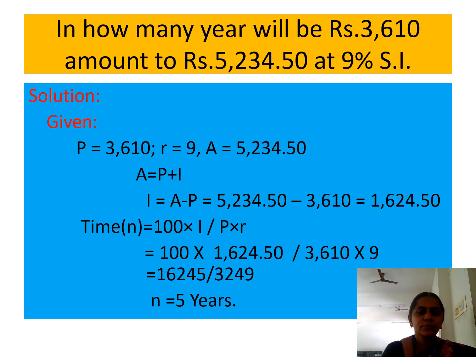Then you have to apply the formula for finding N, that is N is equal to 100 into I divided by P into R. So you have to substitute the given values. 100 into I value here is 1624.50, divided by P value, our principal value here is 3610, into R, rate of interest, is equal to 9. So you have to simplify these terms. We get N is equal to 5 years. So in how many years will rupees 3610 amount to rupees 5234.50? In 5 years we will get the amount 5234.50.